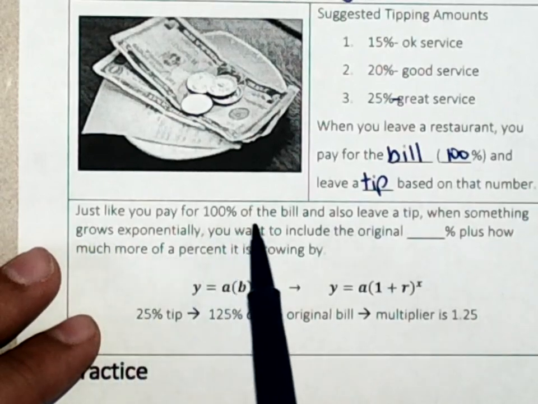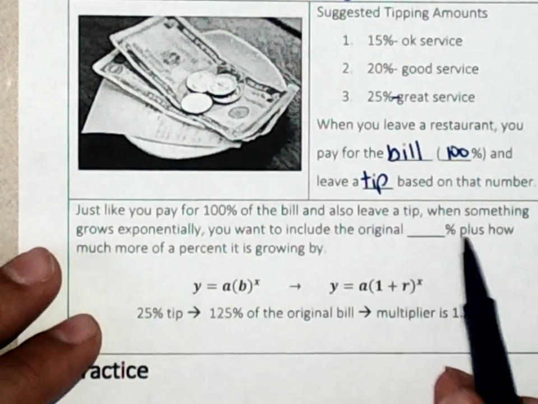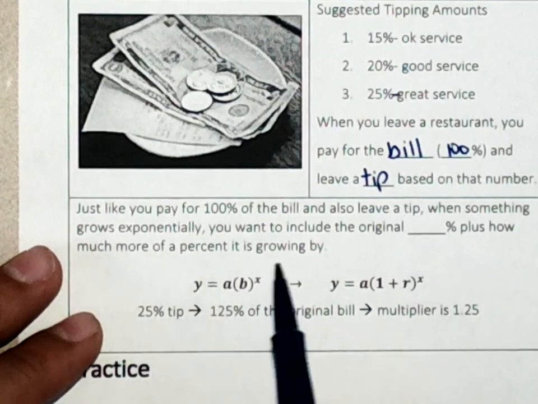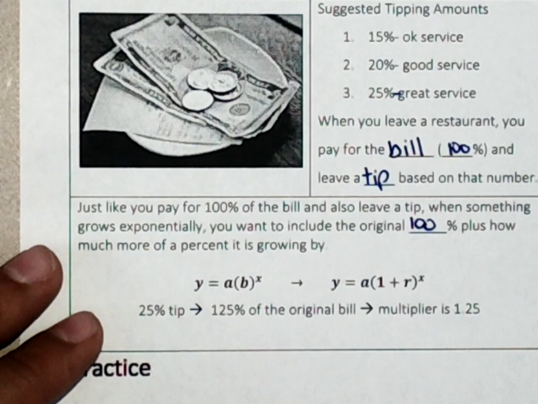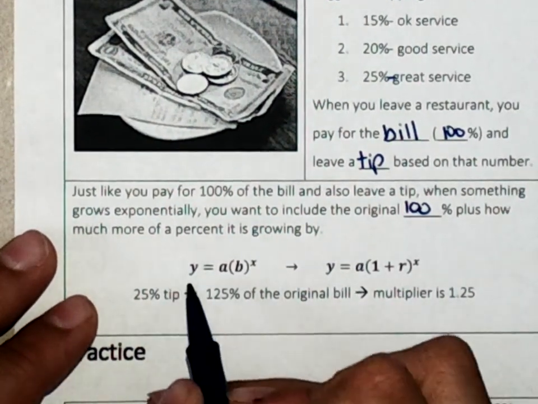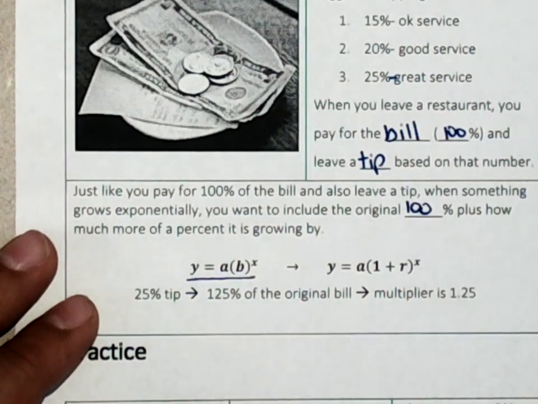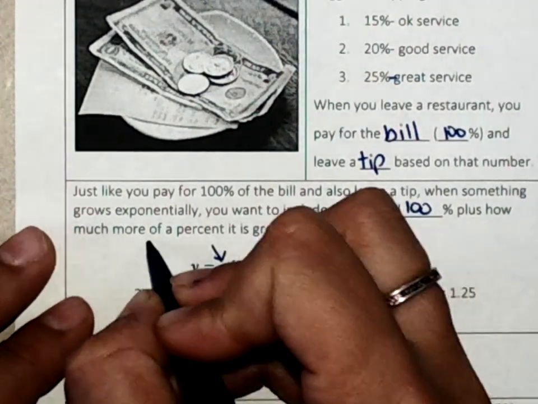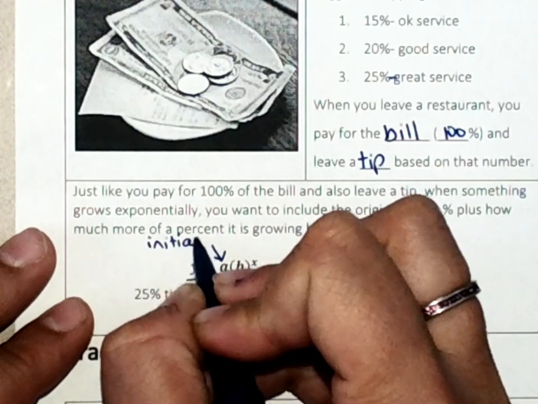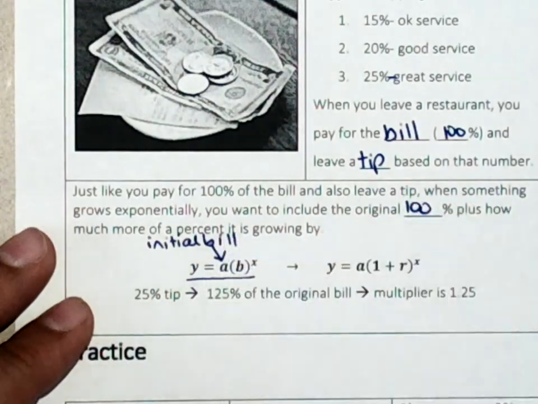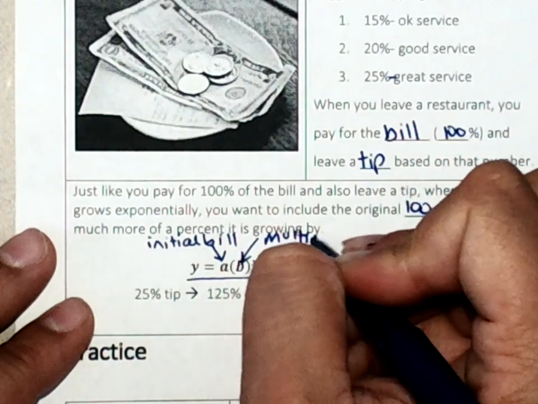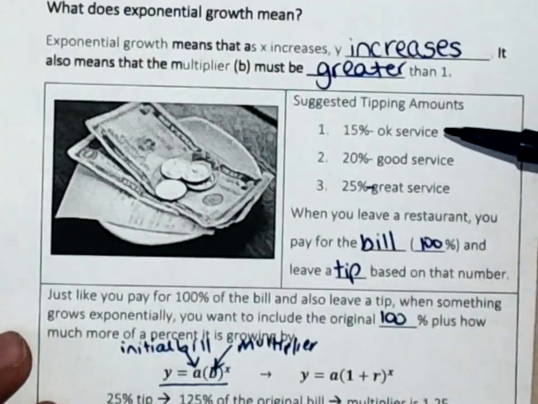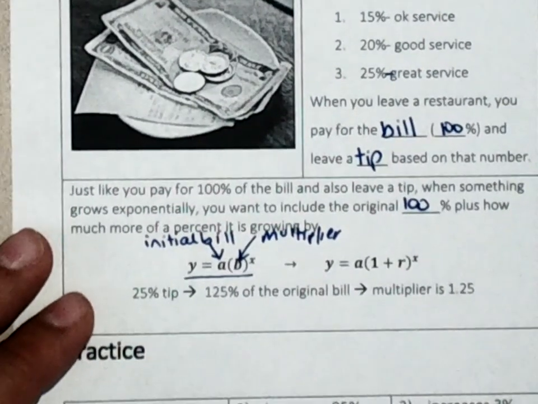Just like you pay for 100% of the bill and also leave a tip, when something grows exponentially, you want to include the original 100% plus how much more of a percent it is growing by. So here is our exponential function. A is our initial amount. So that's like the initial amount of the bill. And then B is our multiplier, so that's where you're choosing 15, 20, or 25%.